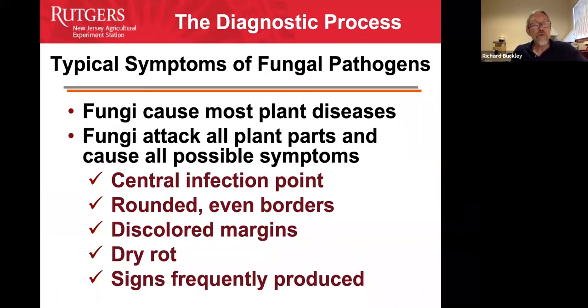So fungi cause most plant diseases. They attack all possible plant parts, and there's a central infection point that grows in concentric circles, so you get a nice round, even border, right? We often see discolorations because of the nature of the pathogenesis, the way the fungus is between the cells. It's a dry rot, and fungi make signs, right?